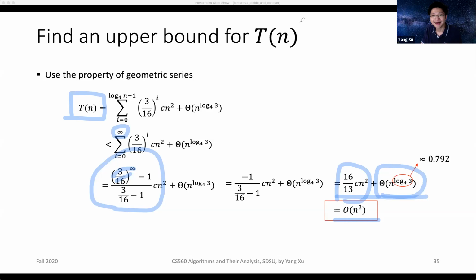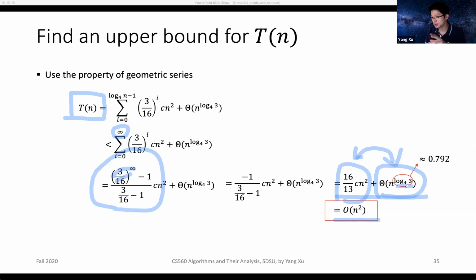So here is an interesting step that we want to compare. We basically compare the summation of a geometric series and a polynomial function. And the order of the polynomial function is the logarithm with base 4 and 3. And actually, the 4 and 3 here are also from the original recurrence, right?